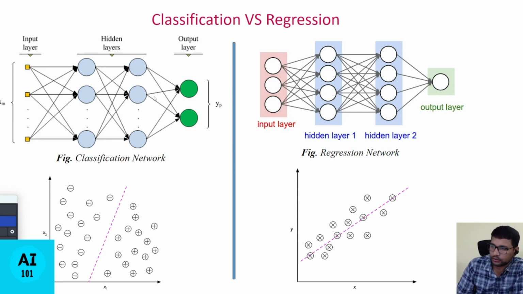Here the network tries to make this type of classification boundary by learning, or adjusting the weights and bias. Okay. Another problem is the regression problem.